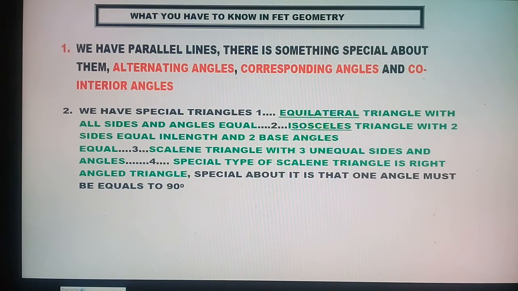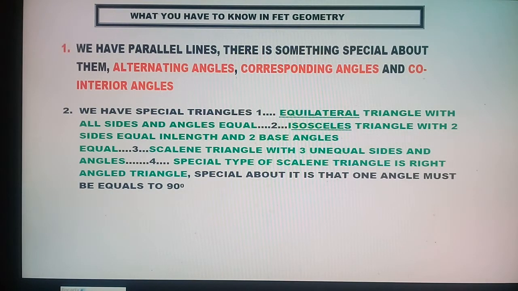Okay, number 2, we have triangles, and there is something special about triangles. Some of the important things about triangles: we have equilateral triangles with all the sides and angles equal, and we have isosceles triangles with 2 sides equal in length and 2 equal base angles. You have to know these important facts: the equilateral triangle, the isosceles triangle, and another triangle that we call the scalene triangle, with 3 sides and angles that are unequal. You have to know that fact.